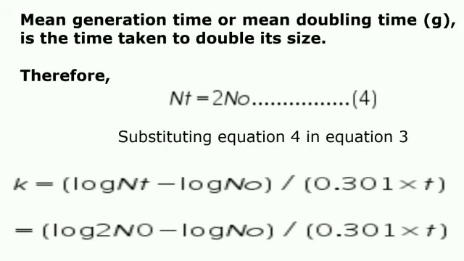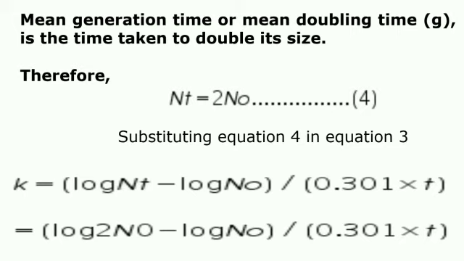And another one. Let us move on to another very interesting thing here: mean generation time. Very important. Mean generation time or mean doubling time is also known as small g, or sometimes it is also shown as capital G. So what is this mean doubling time? If a bacterial population doubles, the time taken to double is called the doubling time. Mean doubling time. Now the mean doubling time is taken as G.